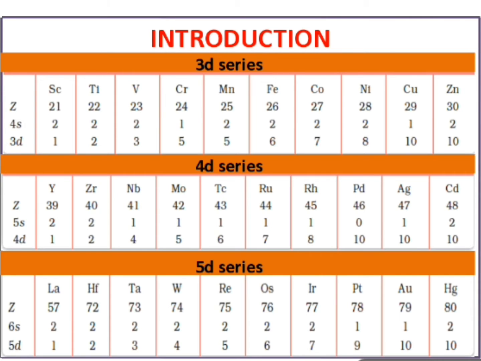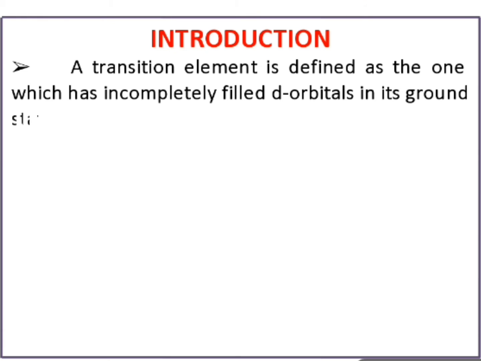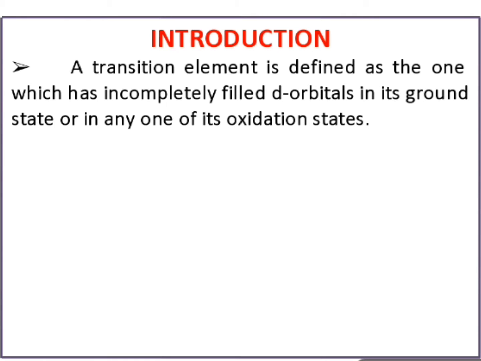Now we will see the electronic configuration. Before that, some more terms are there. A transition element is defined as one which has an incompletely filled d orbital in its ground state or in any of its oxidation states. Transition elements first show variable oxidation states, and second they must have an incomplete d orbital.